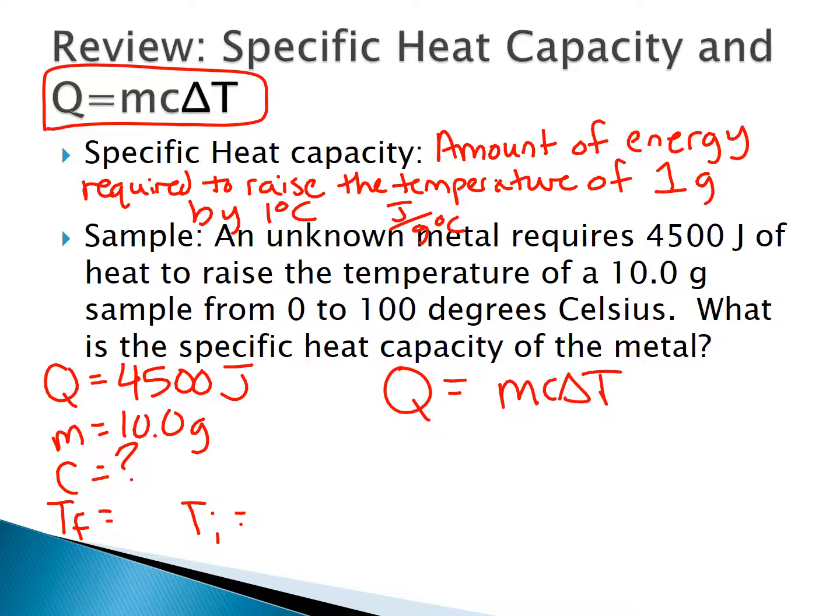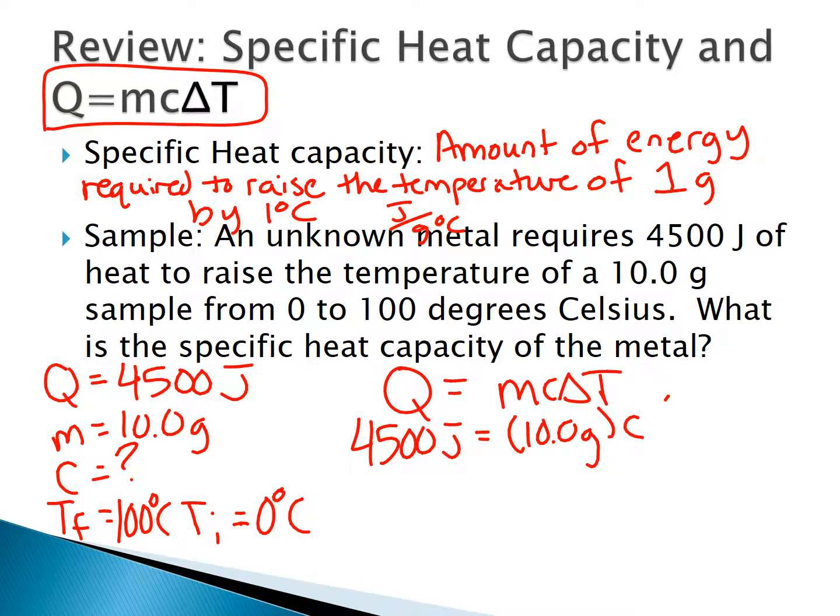And in order to calculate delta T, we need the initial temperature, which is 0 degrees Celsius. And we need the final temperature, which is 100 degrees Celsius, okay? And we always calculate delta T as final minus initial. All right, so we get 4,500 joules equals 10 grams times C times 100 minus 0 degrees Celsius. So when we solve for C, we get 4.5 joules per gram degrees Celsius.